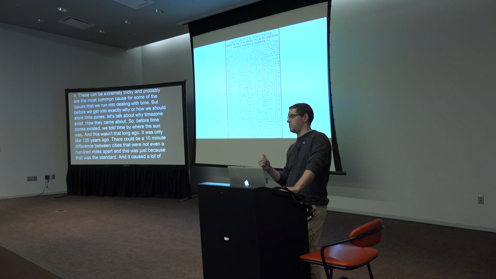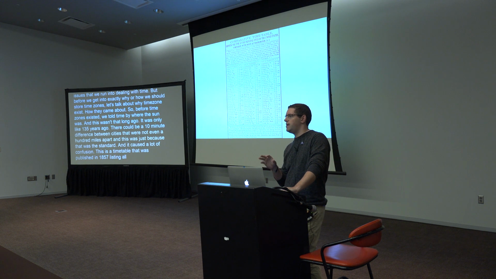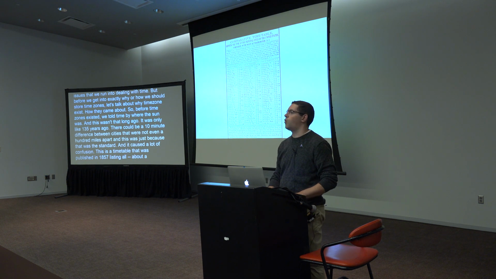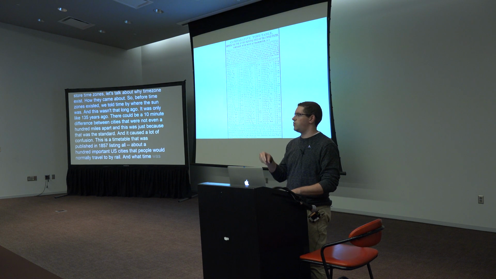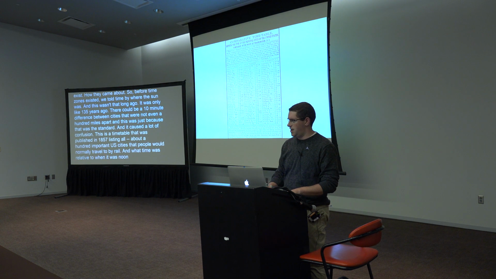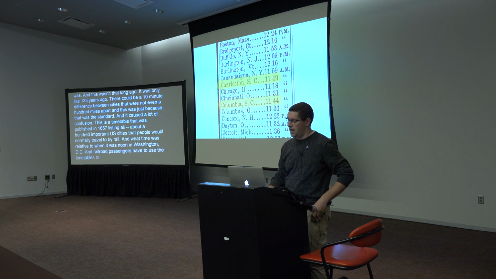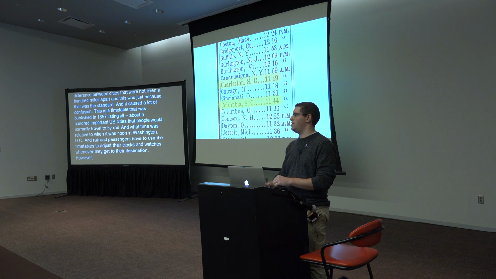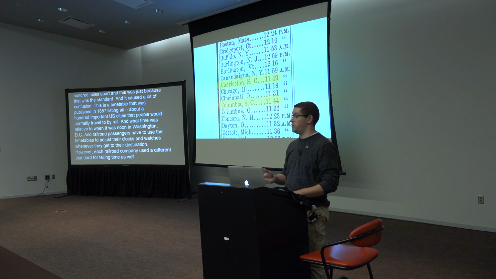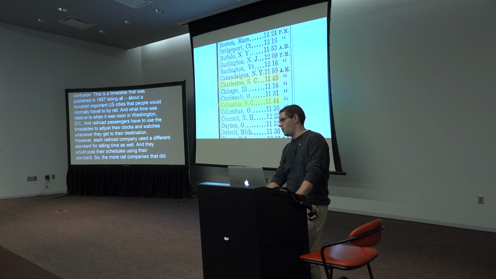So this is a timetable that was published in 1857, listing about 100 important US cities that people would normally travel to by rail, and what the time was relative to when it was noon in Washington, D.C. And railroad passengers would have to use these timetables to adjust their clocks and watches whenever they would get to their destination. However, each railroad company used a different standard for telling time as well, and they would post their schedules using their standard. So the more rail companies that did this, the more confusion there was.